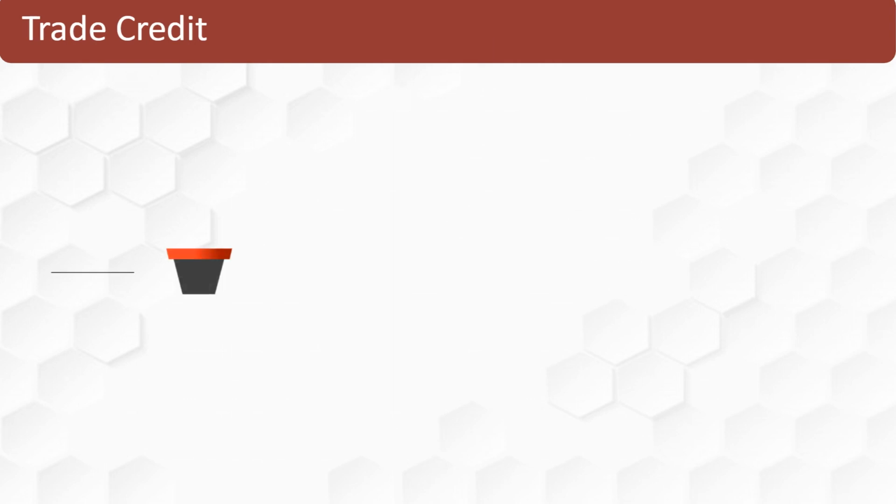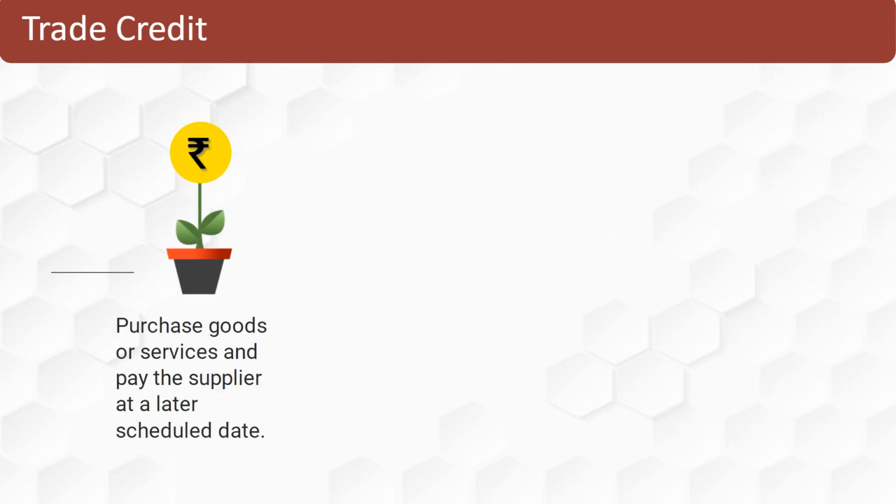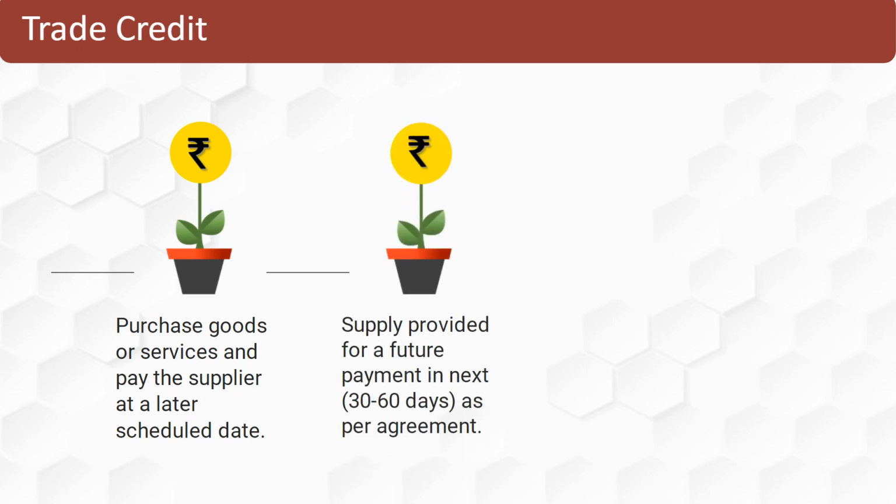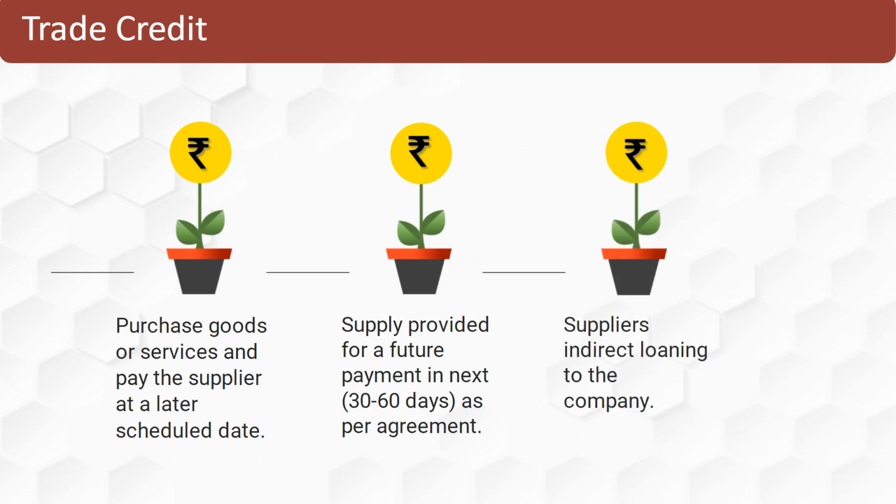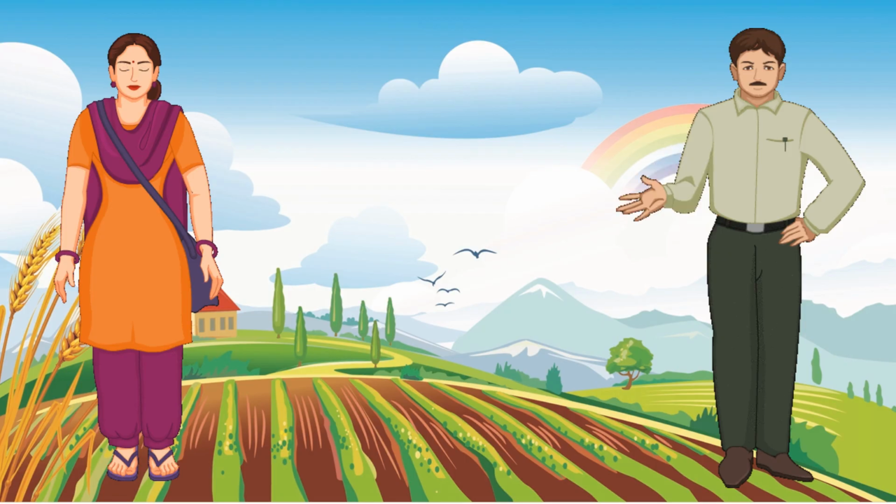This is a way of commercial financing in which a business may purchase goods or services and pay the supplier at a later scheduled date. The period of payment could be 30 days to 60 days or as per the agreement made. The vendors or suppliers, in effect, have loaned the company money. Yes, I can correlate with my example. So it is a purchase for which payment is made later.